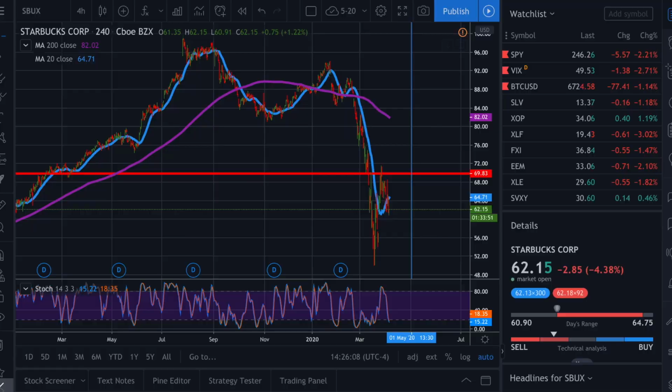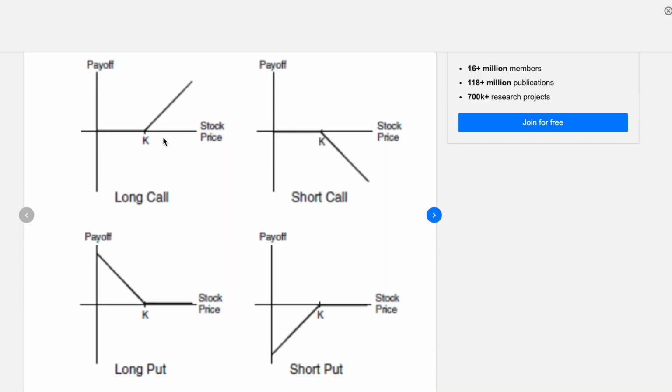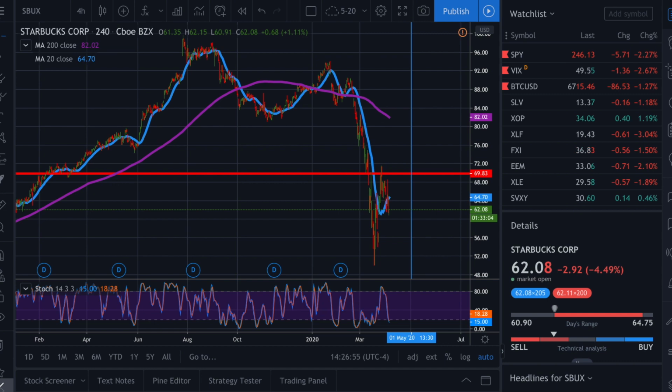So if you look at this profit diagram, it's the same exact thing for a put. It's just flipped the other way, right? Because when you buy a put, you want the stock price to go down. Let's look at gold, GLD.